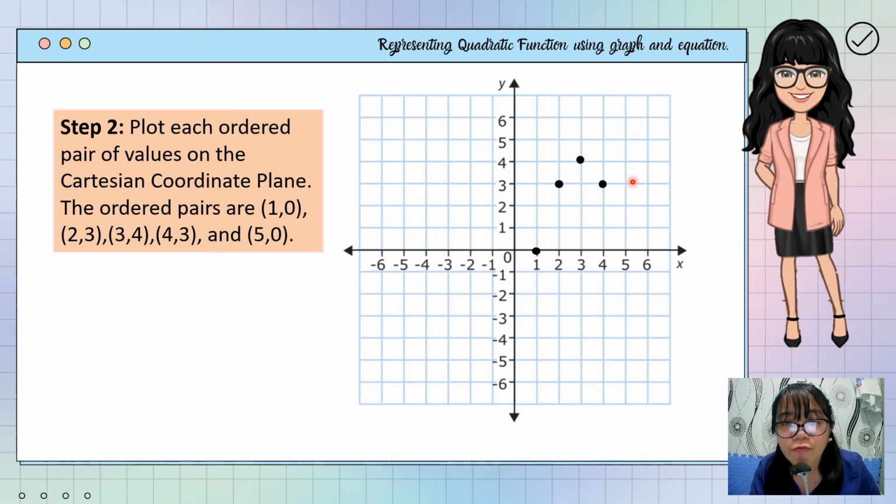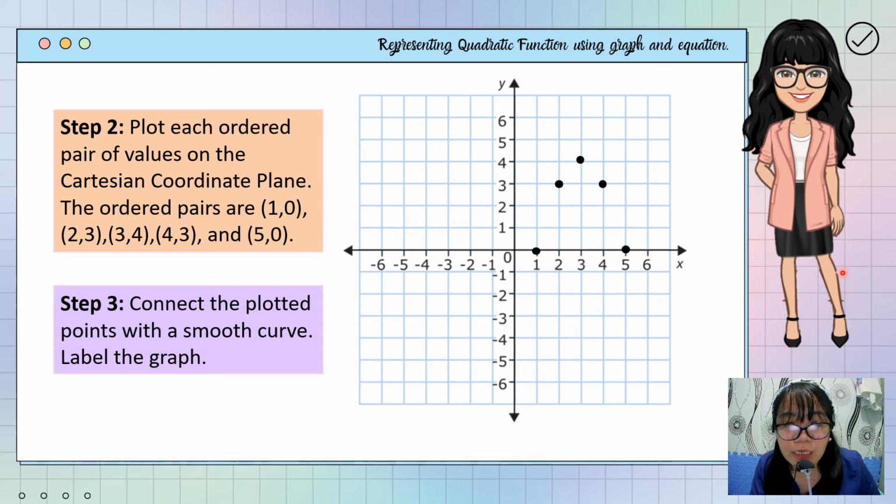Then, we also have 4, 3. 1, 2, 3, 4. 1, 2, 3. So, this is your point 4, 3. And then, last one, we have the 5, 0. So, 5, 0 is also lying on the x-axis. So, these are the plotted points for our quadratic function.